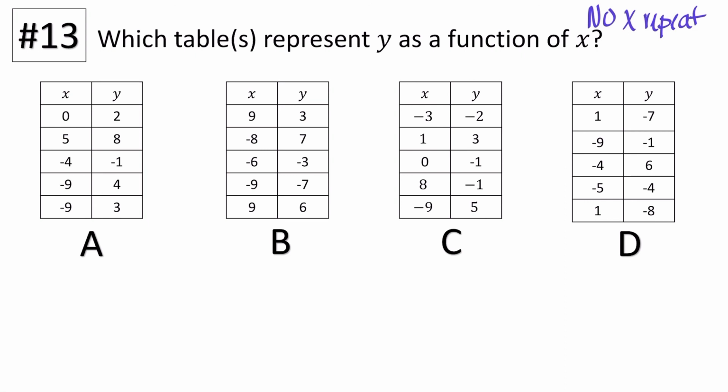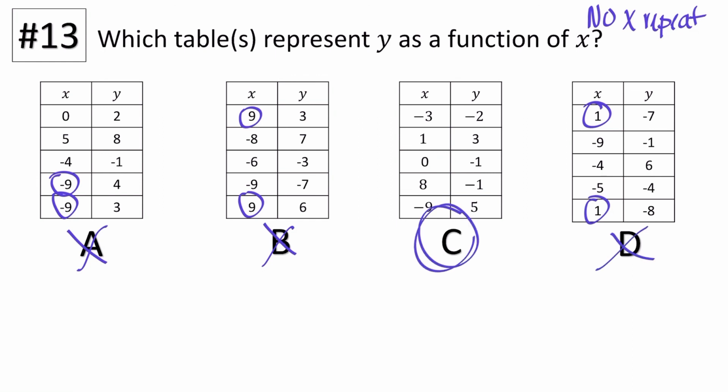So here in this first table, we have -9 and -9, which repeat. Here in the second table, 9 and 9 repeat, so that is not a function. C, it doesn't look like any values repeat, so we're going to leave that. And we're just going to double check D, where we see that 1 repeats. So D is not a function. That is why C is the correct answer to this problem.